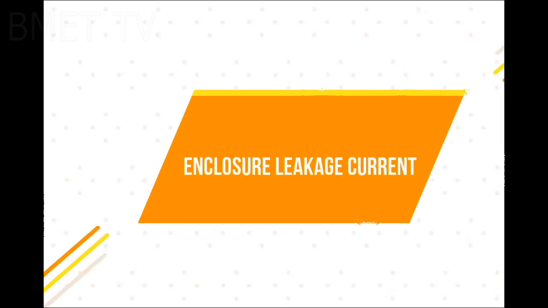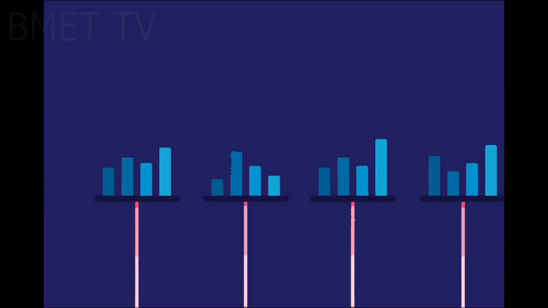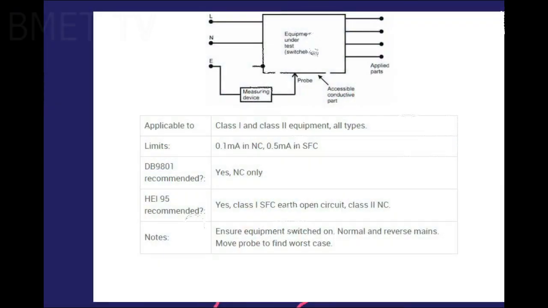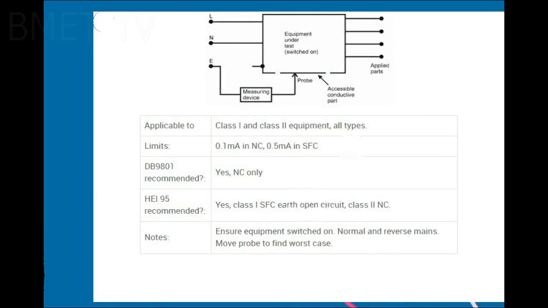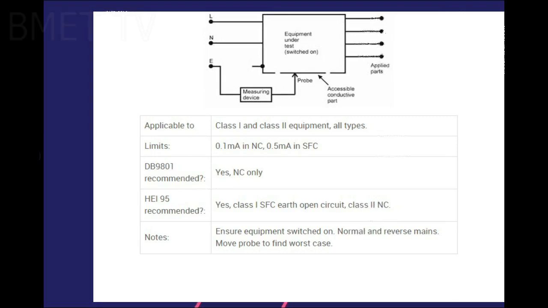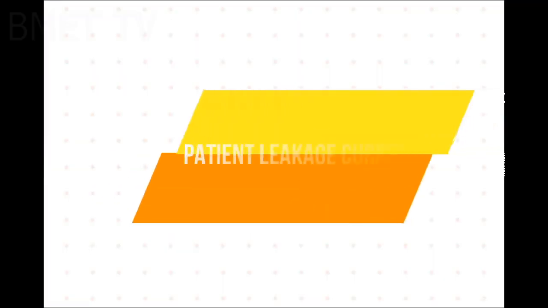Enclosure leakage current is measured between an exposed part of the equipment, which is not intended to be protectively earthed, and true earth. The test is applicable to both Class 1 and Class 2 equipment, and should be performed with mains polarity both normal and reversed.